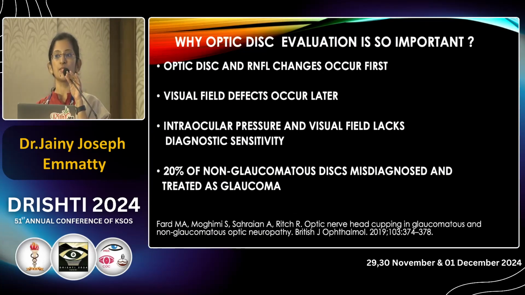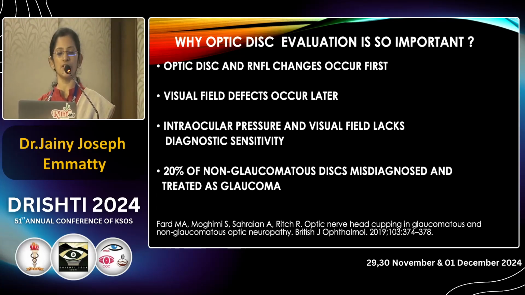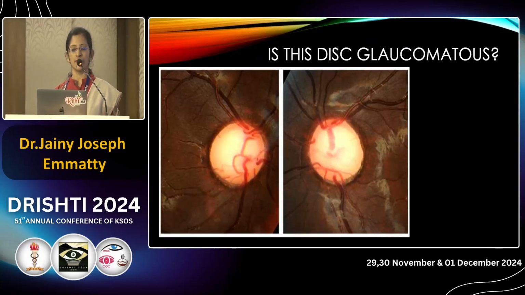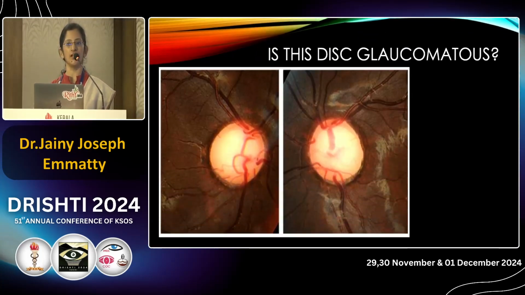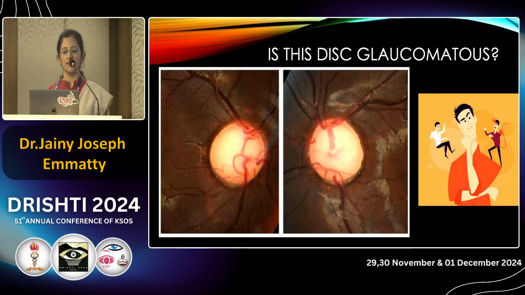So why is the optic disc evaluation very important? Because the optic disc and the RNFL changes are the first to occur, and the visual field changes usually occur later. The intraocular pressure and the visual field lack diagnostic sensitivity, and 20% of the non-glaucomatous discs are treated as glaucoma. So we should be aware of the typical glaucomatous features and the non-glaucomatous features. So is this disc glaucomatous? If I ask you the question at this point of time, we are still in a confused state. So we'll come to this question at the end of the session.